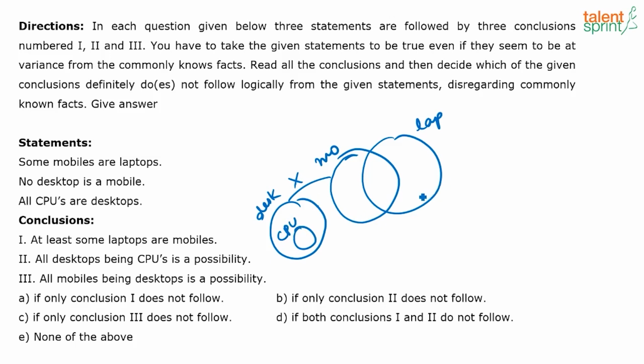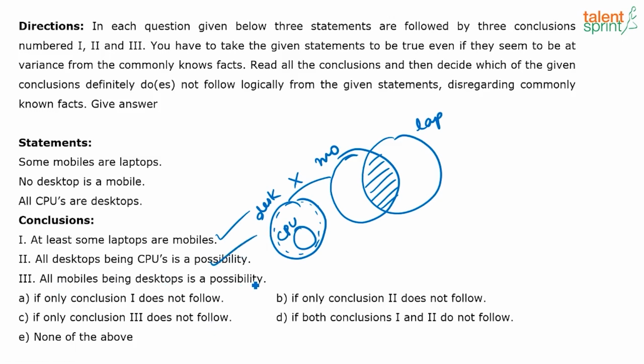Now let us look at the conclusions. At least some laptops are mobiles. Yes, that is a correct conclusion, because there is an overlapping between laptops and mobile. At least means some. So this is true. All desktops being CPU is a possibility. That definitely is a possibility, correct? CPU can be a set like this also. That's a valid possibility. That's also true.